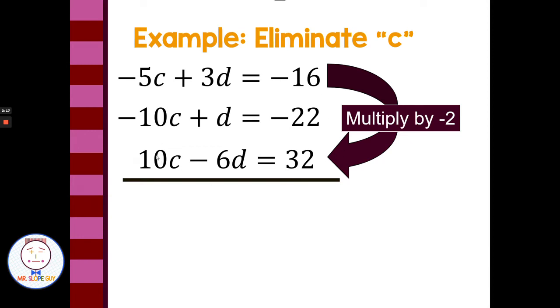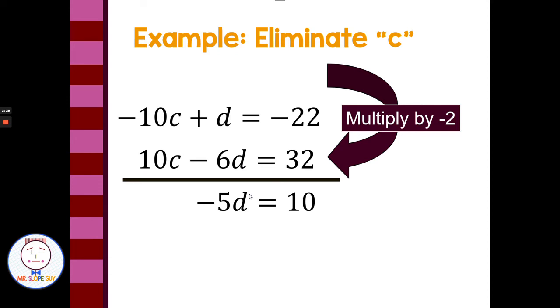Now what I've made is my c's have the opposite sign and same coefficient. So when I add these two equations together, the c's will eliminate, and d plus negative 6d is negative 5d. Negative 22 plus 32 is 10. Divide both sides by negative 5, and I've solved for d.